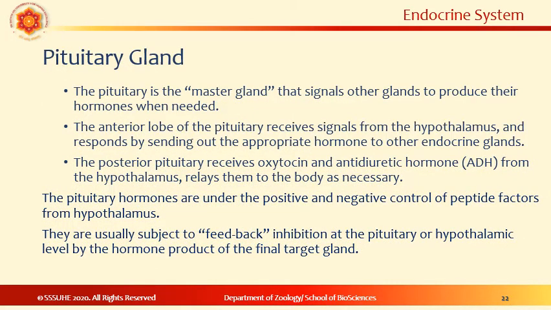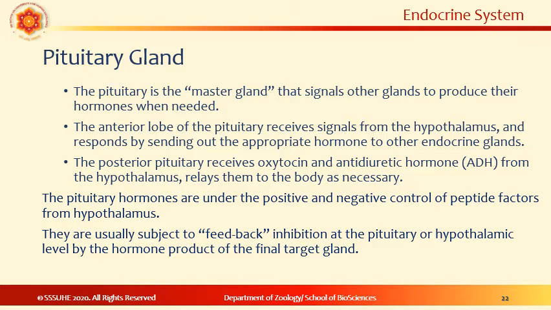The pituitary gland is called the master gland that signals or controls the function of other endocrine glands. The anterior pituitary gland receives signal from the hypothalamus, whether it could be an inhibitory factor or a releasing factor, and then it responds appropriately and thereby controls other endocrine glands. The posterior pituitary receives oxytocin and antidiuretic hormone from the hypothalamus, and it relays them to the body as necessary.